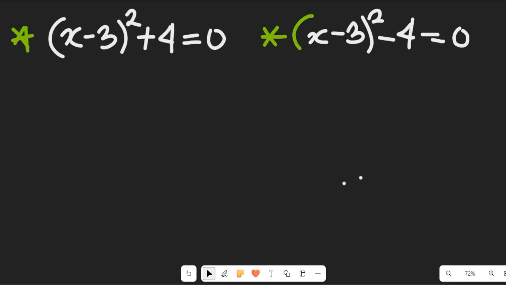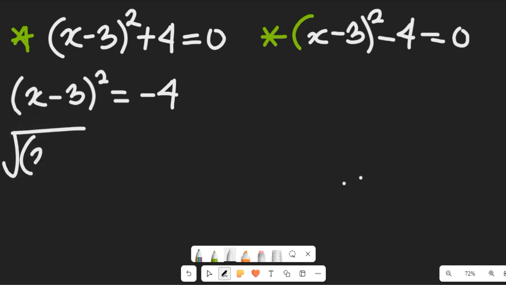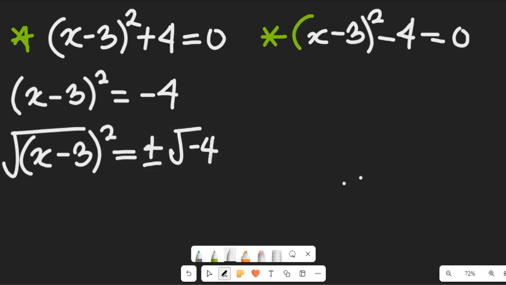Now we're going to consider the first expression. From the first expression, we're going to have (x - 3)^2 equal to negative 4, if we subtract 4 from both sides. So if we take the square root of both sides, we're going to have x - 3 equal to plus or minus the square root of negative 4.